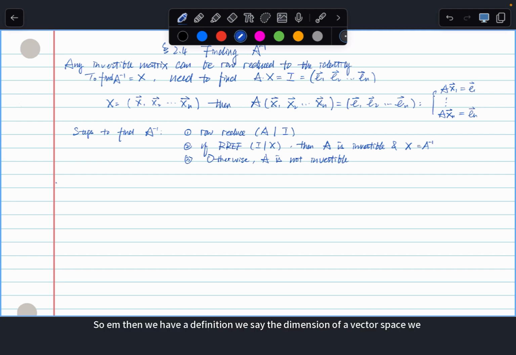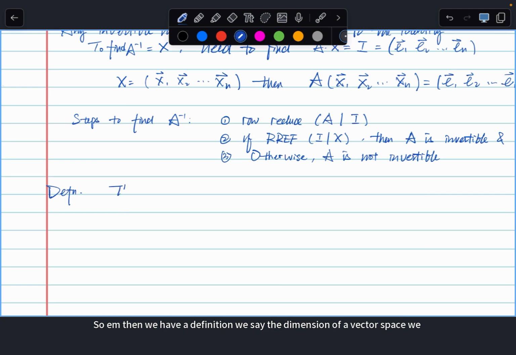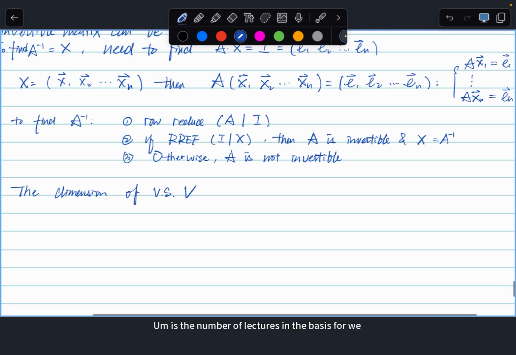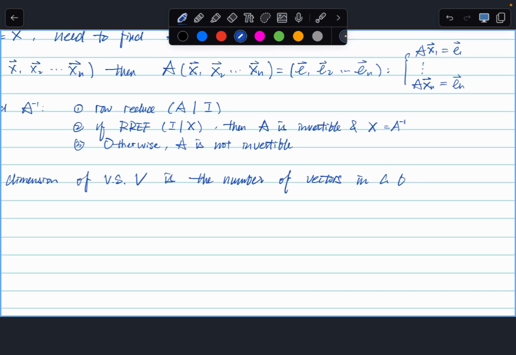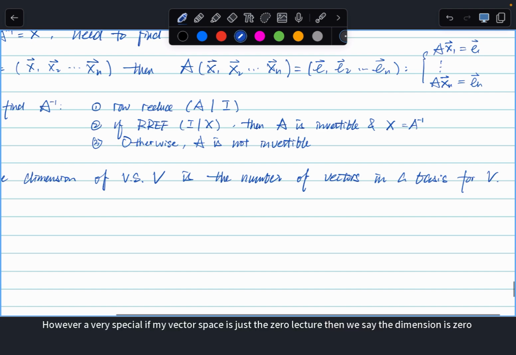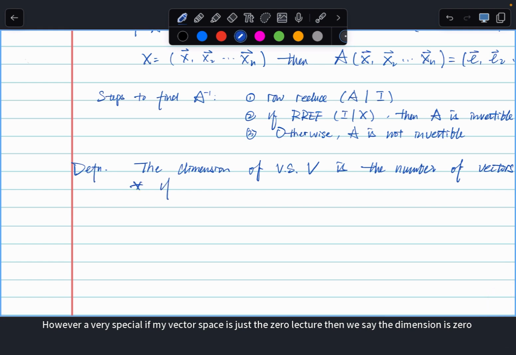So then we have a definition. We say the dimension of a vector space V is the number of vectors in the basis for V. However, very special, if my vector space is just the zero vector, then we say the dimension is 0.